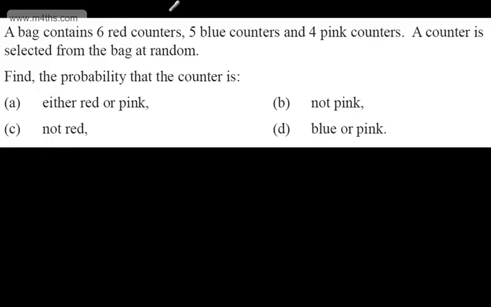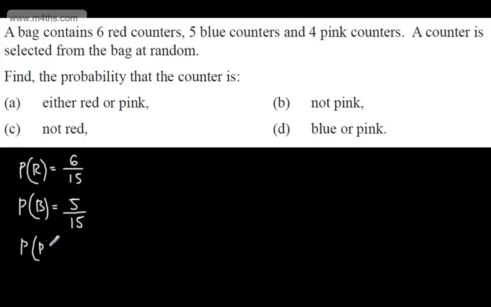We've got 6 red, 5 blue, and 4 pink. That's 15 in total. So we can say that the probability of red would be 6 out of the 15, which of course, if we wanted, we could simplify. We could say now the probability of a blue, well, there are going to be 5 out of 15. And now the probability of a pink is going to be 4 out of 15.